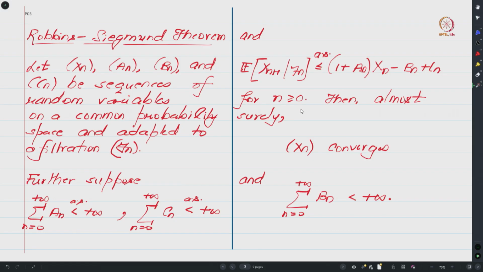Then what this Robbins-Siegmund theorem says is that almost surely your Xn's will converge. Furthermore, your Bn's will also be summable. Is this okay? So the theorem says that if you have a sequence of non-negative random variables which satisfy these inequalities, and furthermore these conditions are satisfied, then almost surely your Xn converges and your summation of Bn is finite.